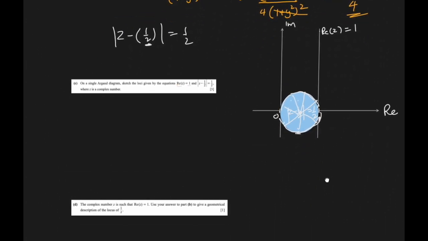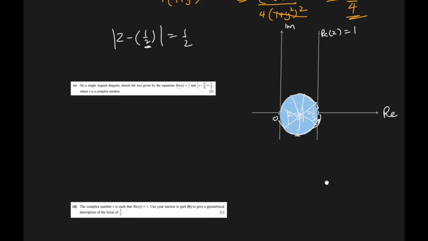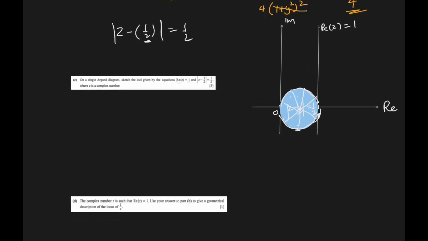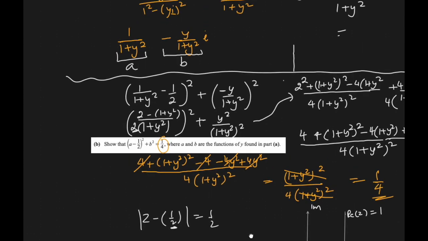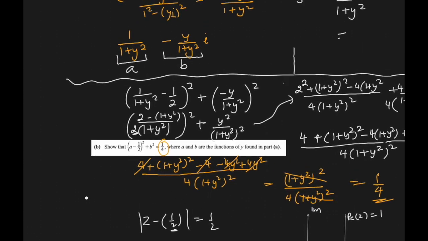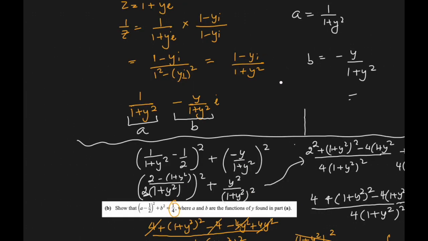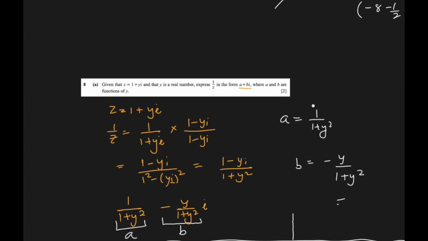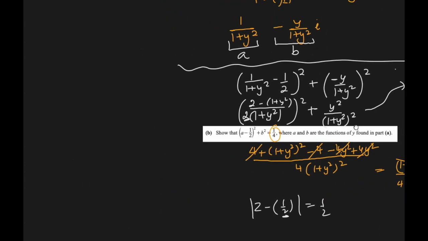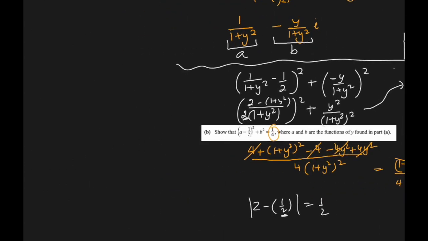What about the next one? The complex number z is such that the real part is 1, we just saw it. Use your answer in part B to give a geometrical description of the locus of 1 over z. Okay, so this is the particular answer they're talking about, part B, right? This one. And A, if you remember, A is the real part of 1 over z, isn't it? That's what we got, right? A is the real part and B is the imaginary part. So in part D, they're saying what geometrical thing it shows.